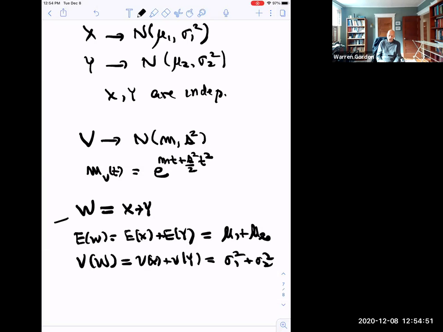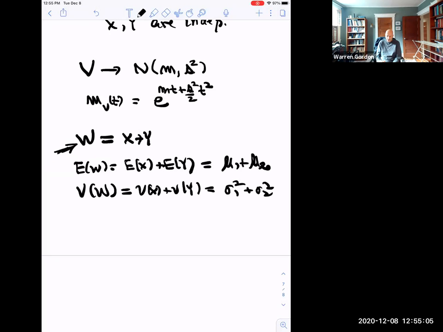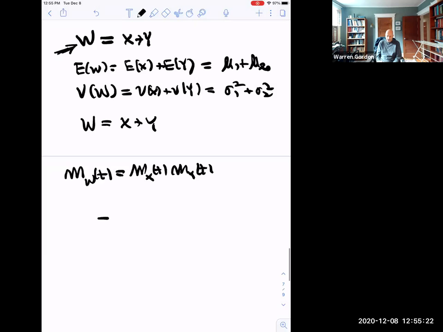But that doesn't tell us what kind of distribution W is. It doesn't prove that it's normal. Knowing its mean and variance doesn't tell you anything about what kind of random variable it is. However, we do know that since W is equal to X plus Y, and these are independent, the moment generating function for W is the product of the moment generating function for X with the moment generating function for Y. Well, this one is e to the mu 1 t plus sigma 1 squared over 2 t squared.